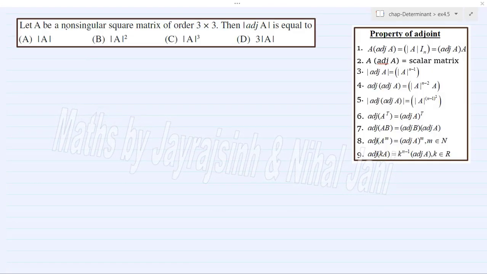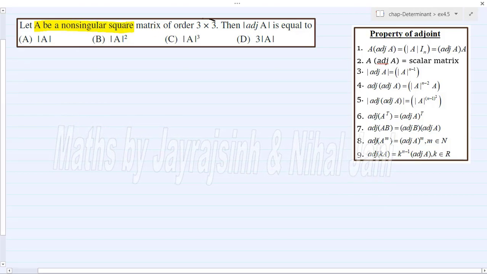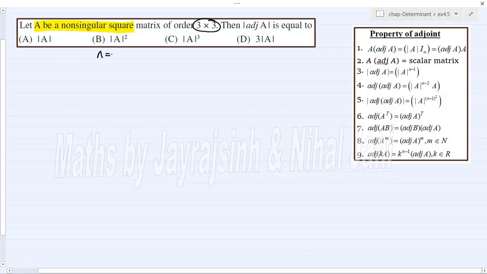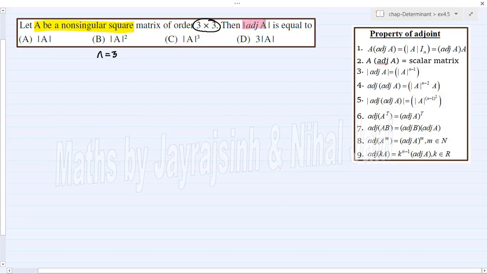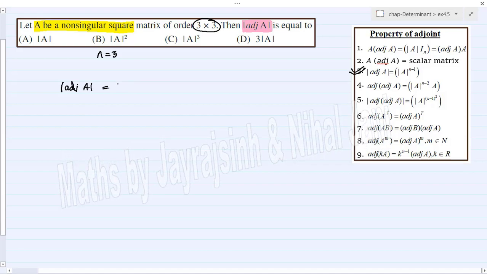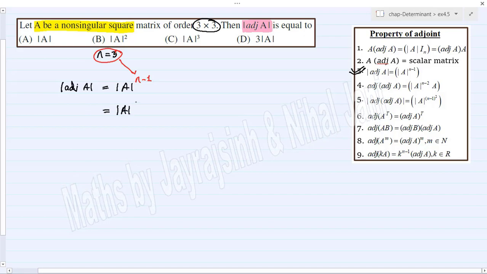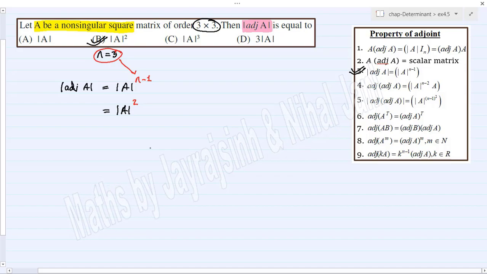In this MCQ, we have one matrix A which is non-singular square matrix of order 3 cross 3. So your n is 3. Then we have to find determinant of adjoint of A, and using third property we can say it is equal to determinant of A raised to n minus 1. In this case your n is 3. So we will get determinant of A raised to 3 minus 1, which is nothing but 2. So option B is your final answer. Ta-da!